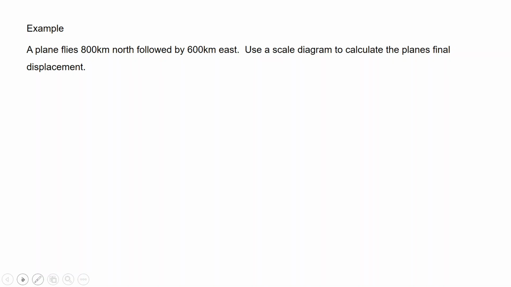So we've got 800 kilometres north, 600 kilometres east. So those are not opposite directions, so we can't just define one as positive and subtract them.